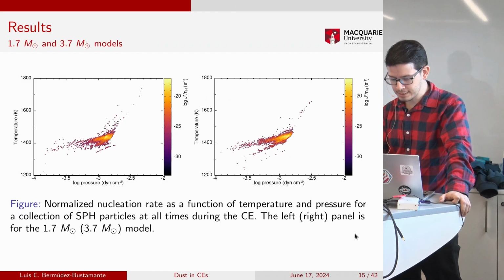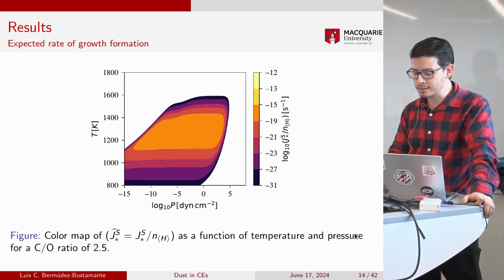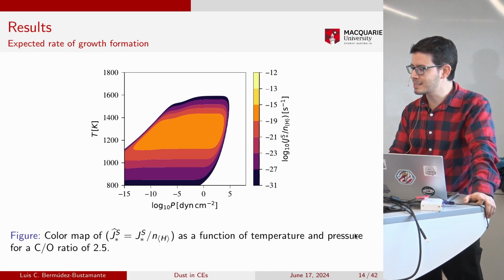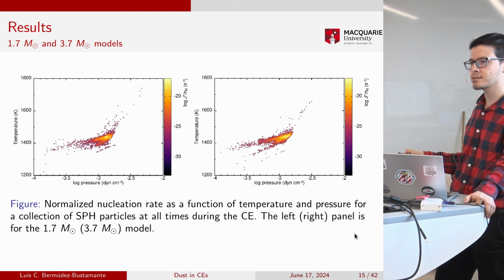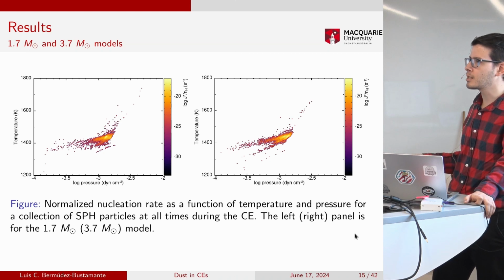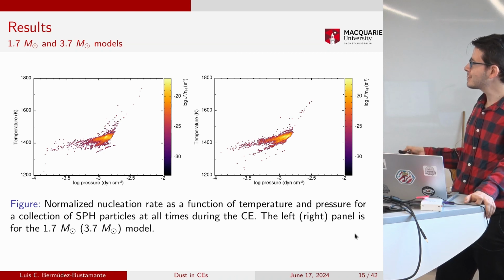Okay, so this is the prediction. At least this is the theoretical prediction. But in the simulations, what you have in the two models, the 1.7 solar mass model and the 3.7 solar mass model, is basically the same.